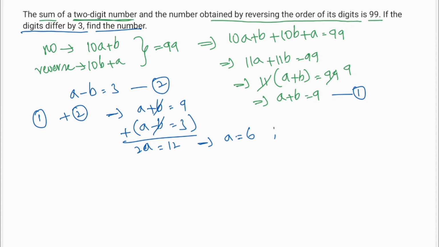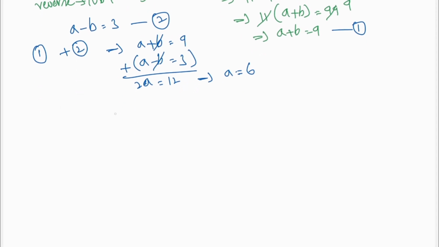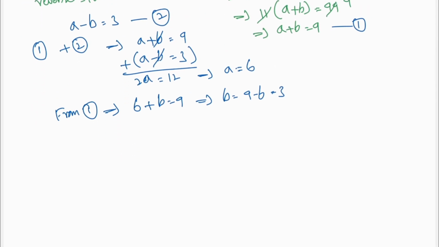And what is b value? You substitute a value in the first equation. From first equation, a plus b is equal to 9. You get b is equal to 9 minus 6, it is 3. So the number is what? So the number is 10a plus b. It is 10 into 6 plus 3. It is 63. Okay. Next one.